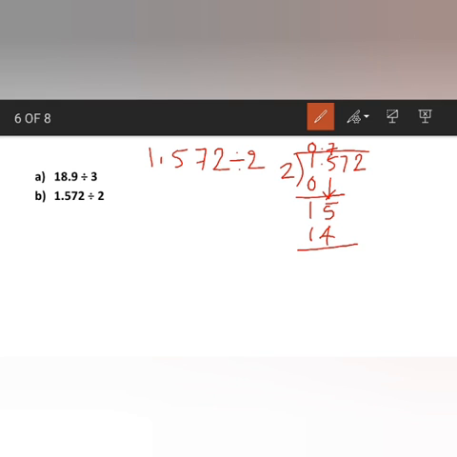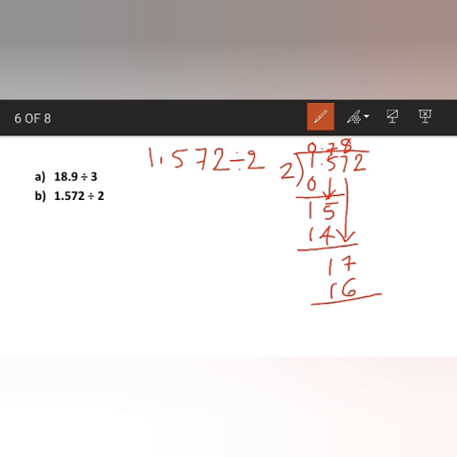15 minus 14, it is 1. Now bring the next one. That is 7. We'll write 7 here. How many times 2 will go in 17? It is 8 times. So this will be 16.